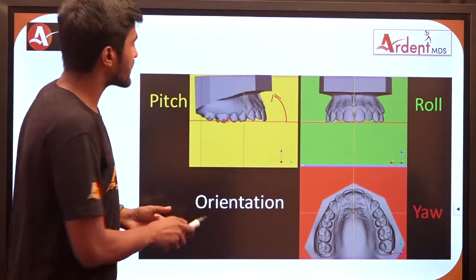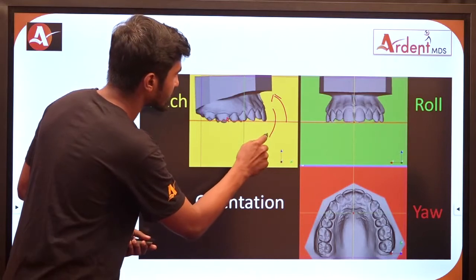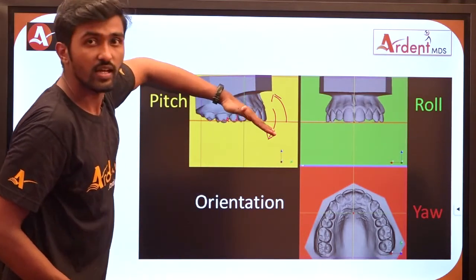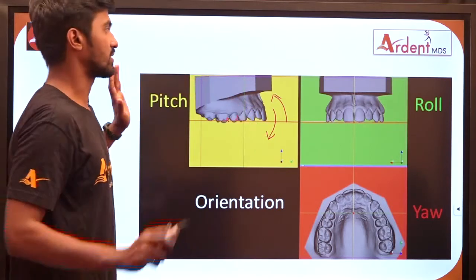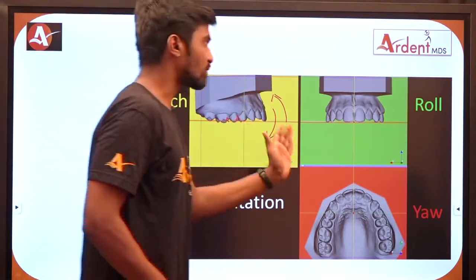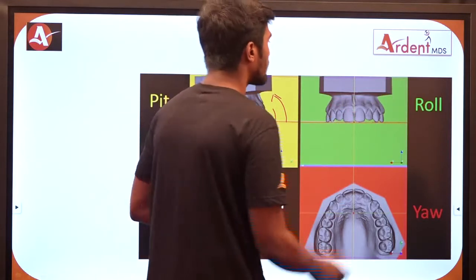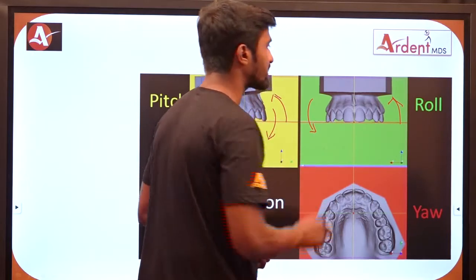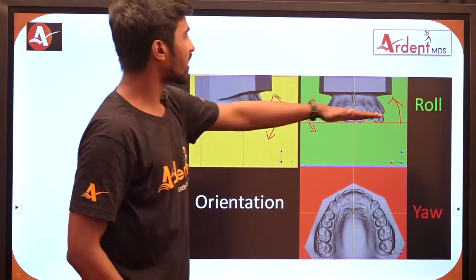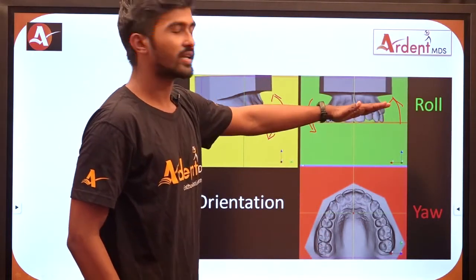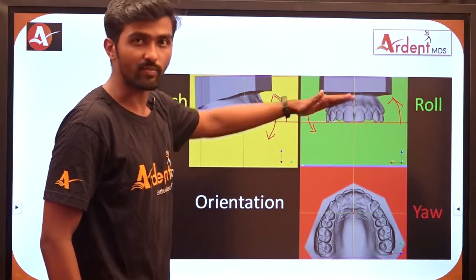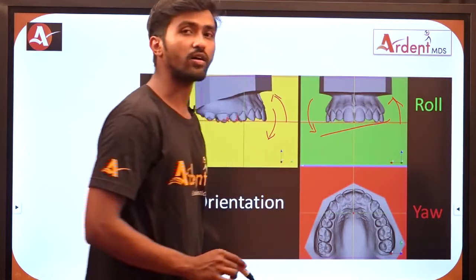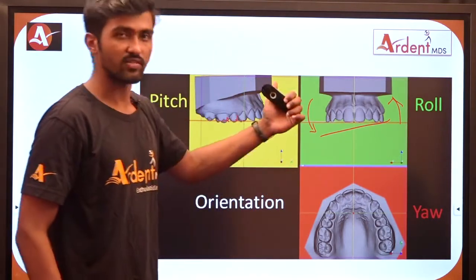Or if the maxillary anterior teeth are tilted downwards in this way, this is called pitch down of the maxilla. Right. Now let's move to the next image, roll. Here the maxilla cast can either roll this way or that way. So one side will be less developed, and one side will be developed more. So we'll be having a canting of the occlusal plane in case of roll, right?